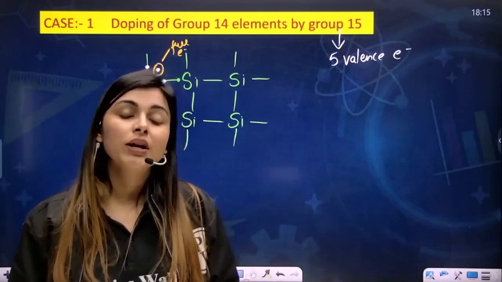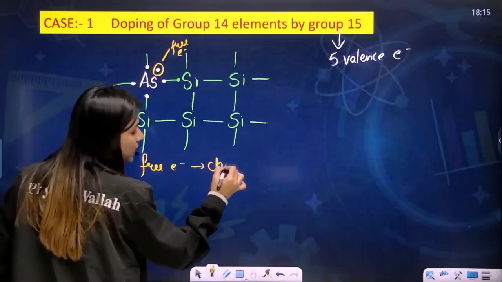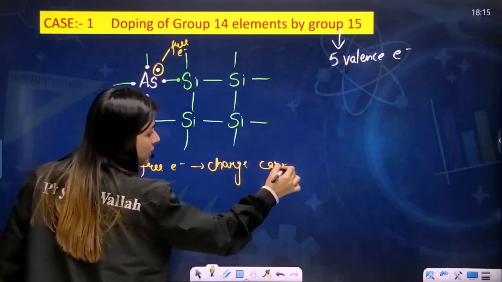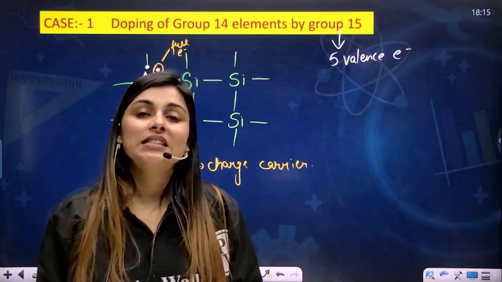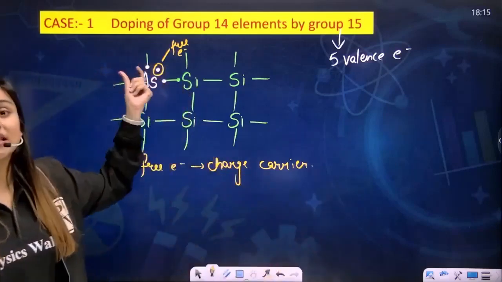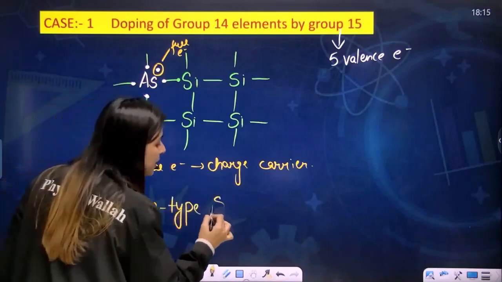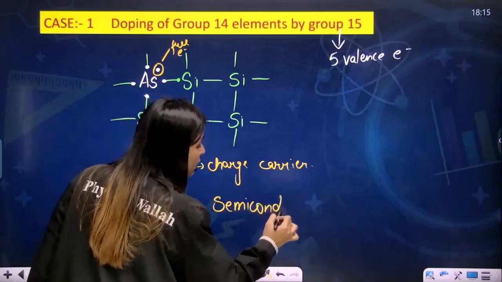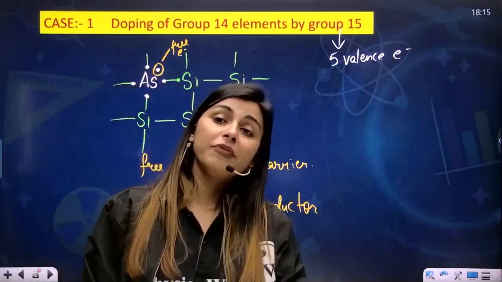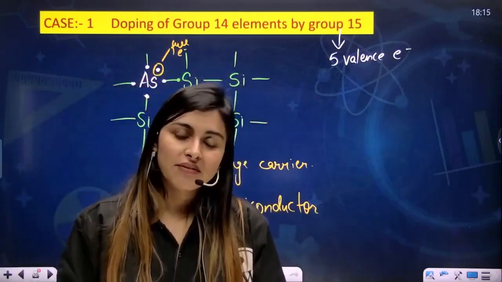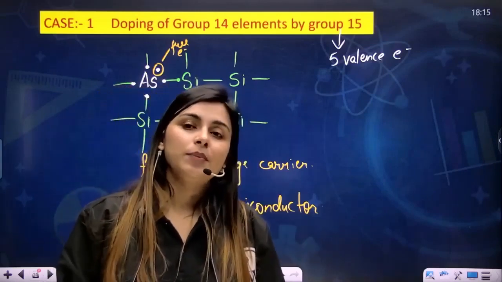Since it is not involved in bonding, it is a free electron, and you know that a free electron is a charge carrier. And since it is a charge carrier, it will conduct electricity. And since this is being done because of a free electron that is negatively charged, we call such a type of conductor an N-type semiconductor. So whenever we dope with a higher valency element or group 15 element, an extra electron is left, and because of the movement of that free electron, electricity is conducted, and we call it an N-type semiconductor.